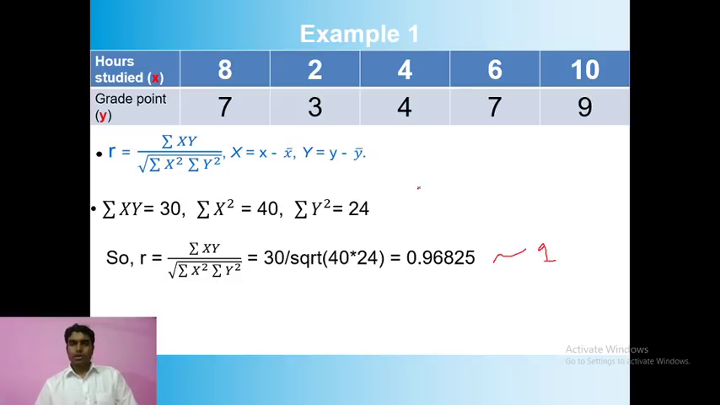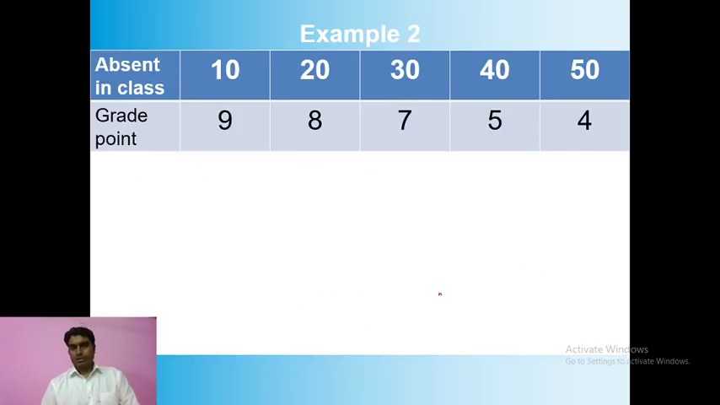So what can you say about x and y? I can say that x and y are positively correlated, very highly positively correlated. Okay, now let's have another example.